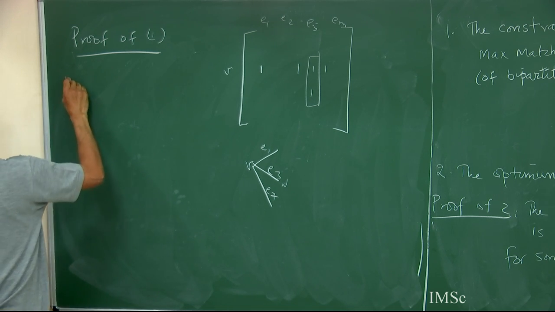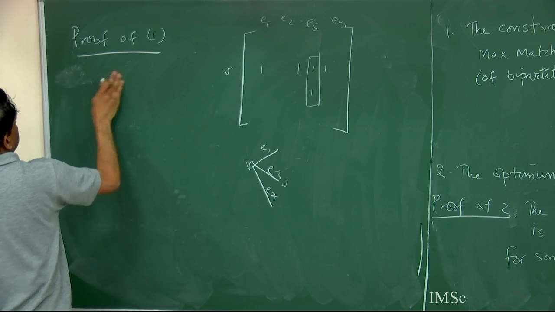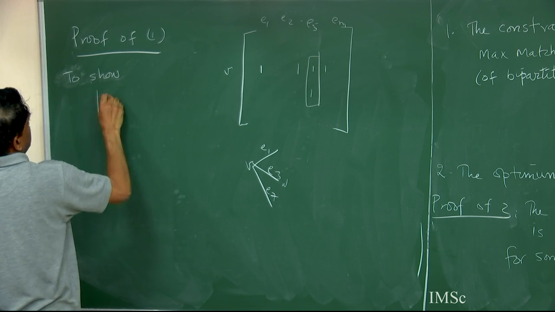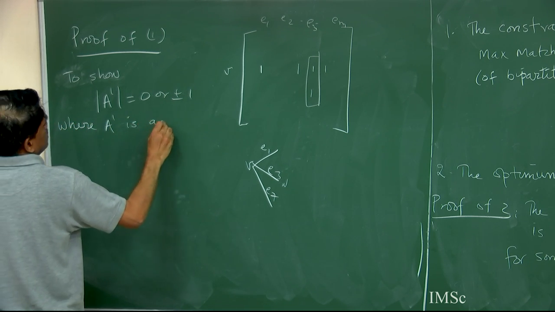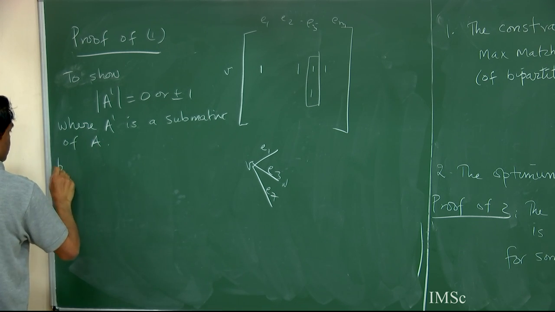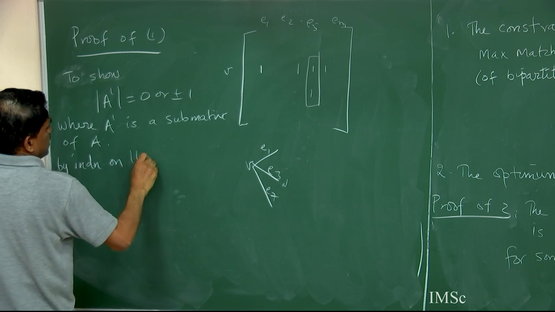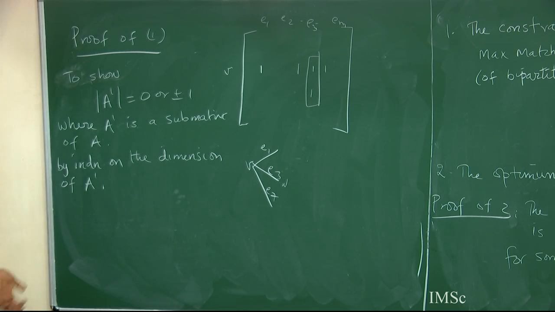Good. So we're going to prove this by induction. Induction on what? The dimension of the submatrix. So what do I want to show? To show the determinant of A prime is 0 or plus or minus 1, where A prime is a submatrix of it. The proof is by induction on the dimension of the matrix. If it is a 1 by 1 matrix, the entry is either 0 or 1, so its determinant is 0 or 1. That's the base case.